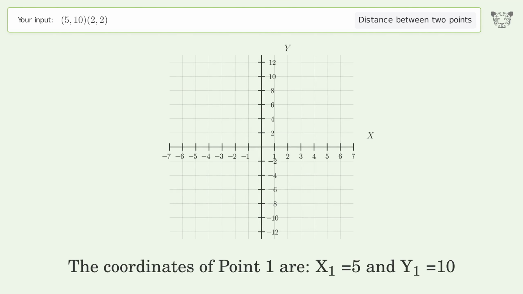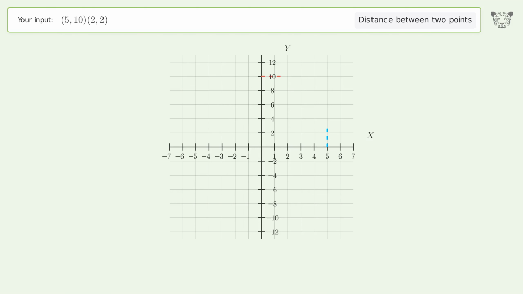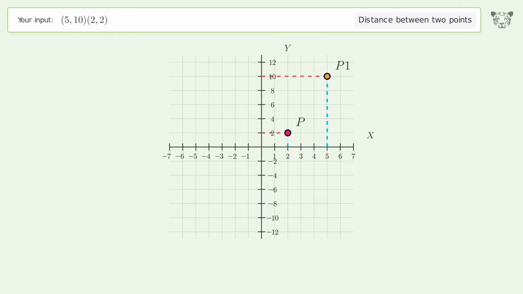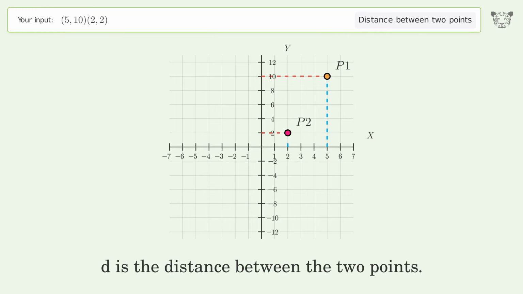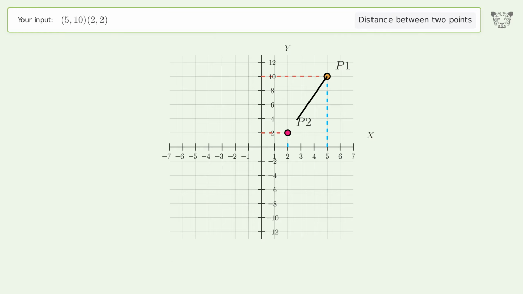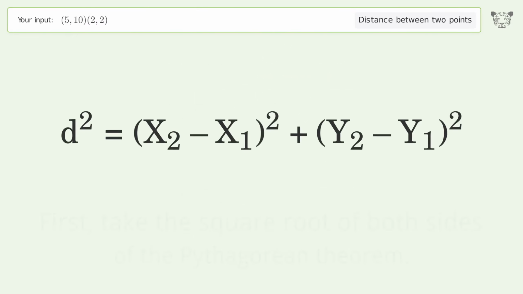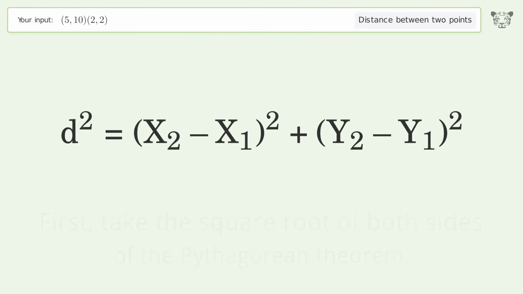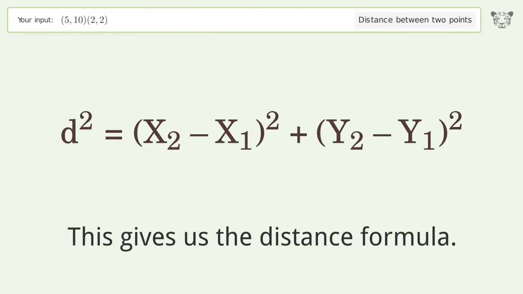The coordinates of point 1 are x1 equals 5 and y1 equals 10. The coordinates of point 2 are x2 equals 2 and y2 equals 2. D is the distance between the 2 points. First, take the square root of both sides of the Pythagorean theorem. This gives us the distance formula.